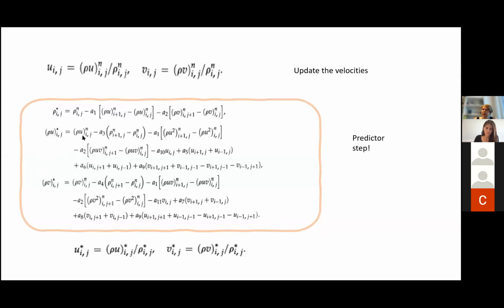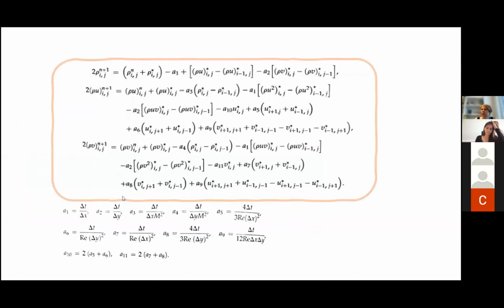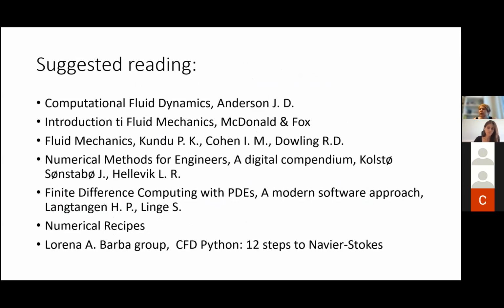initializing velocities, making a prediction for how density and momentum will be, computing new velocity, and the corrector step, where we are using these predicted values in backward differences, and remembering all those constants, which are all dependent on the step size in x, y, and time. So this is the procedure which has to be done at one step.